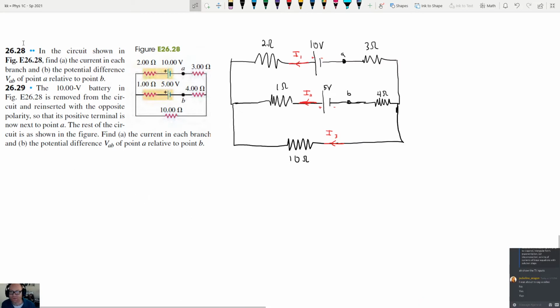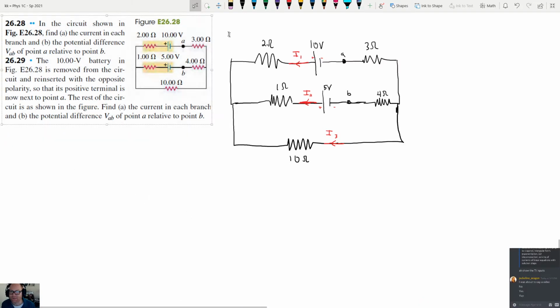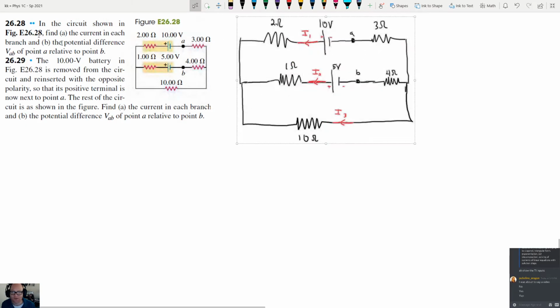It is the last hour of Physics 1C for March 30th, and we're looking at this problem here, number 28. Our goal is to find the current through each branch, I1, I2, I3, and then finally we're going to find the potential difference between points A and B here.